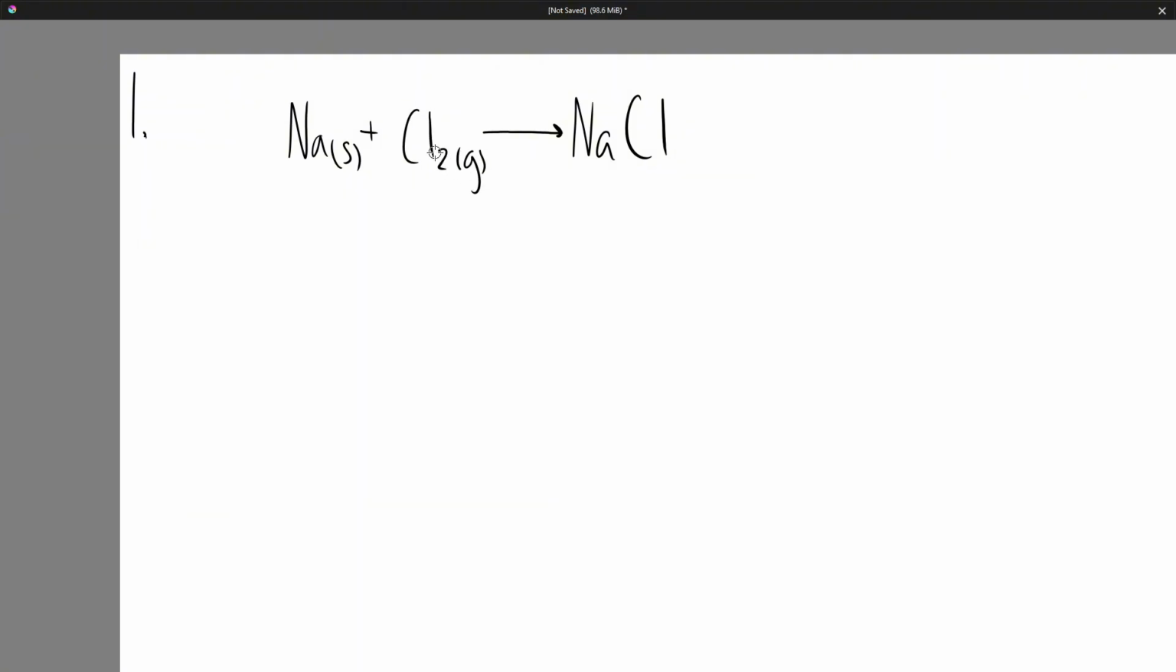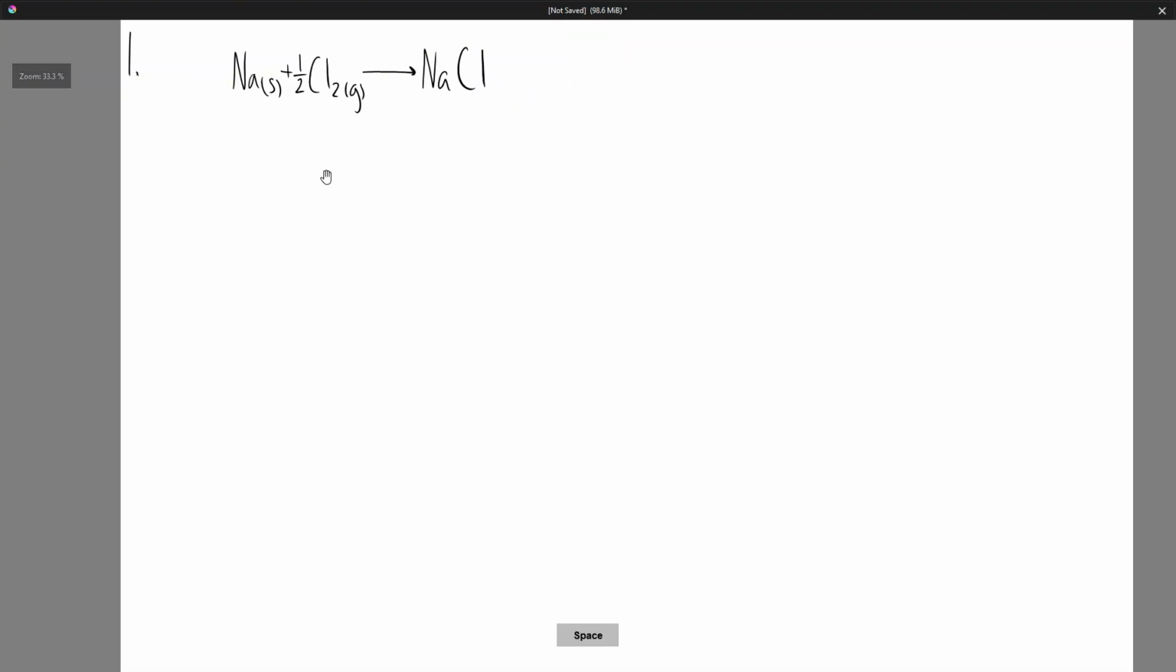But you see here, there's two chlorines on this side, but only one here. We can't put a number 2 right here, since a formation equation is just for 1 mole of sodium chloride. Which means we put a half mole here instead, since half of 2 is just 1. See, 1, 1.